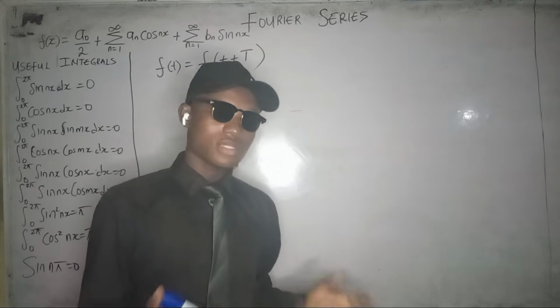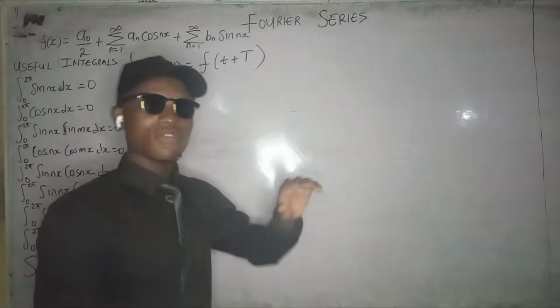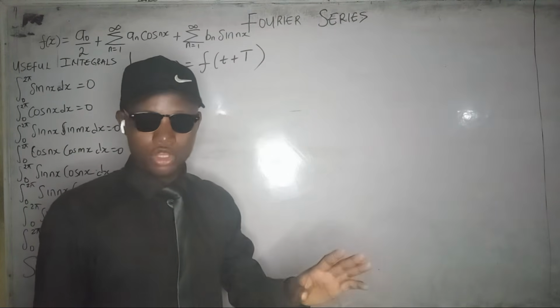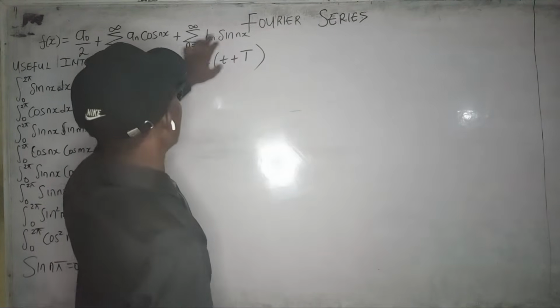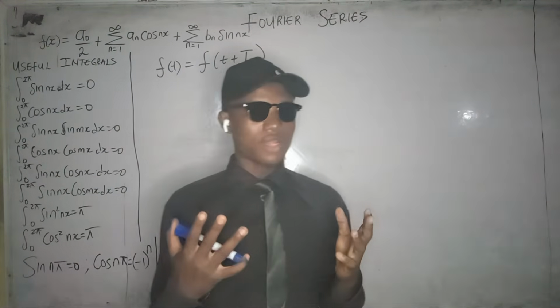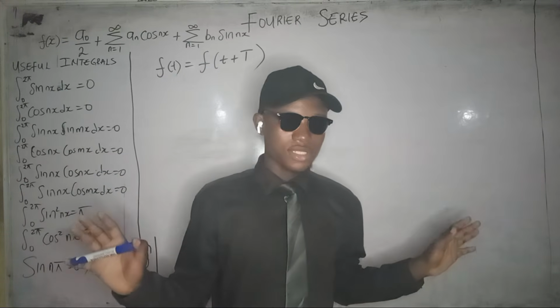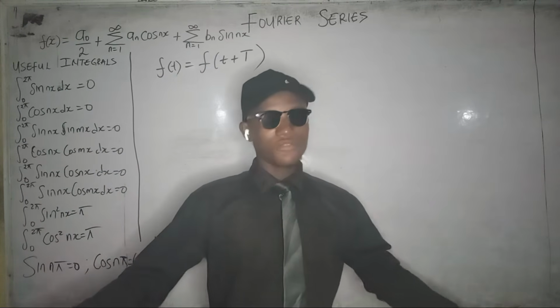We need to get the constant because the value for n is already fixed, and we do not need to find the value of x at all. What we need to find is the value of bn, an, and a naught. And once we get these three values, we input them into that formula there, and we have gotten our Fourier series. That is, we have just expressed it in the form of a Fourier series.